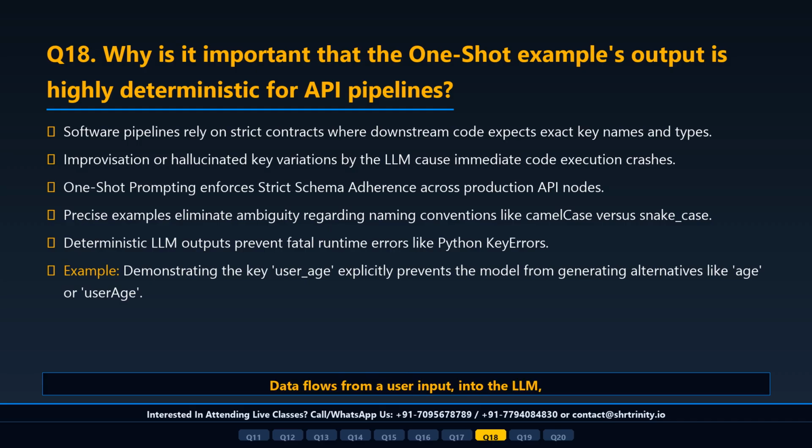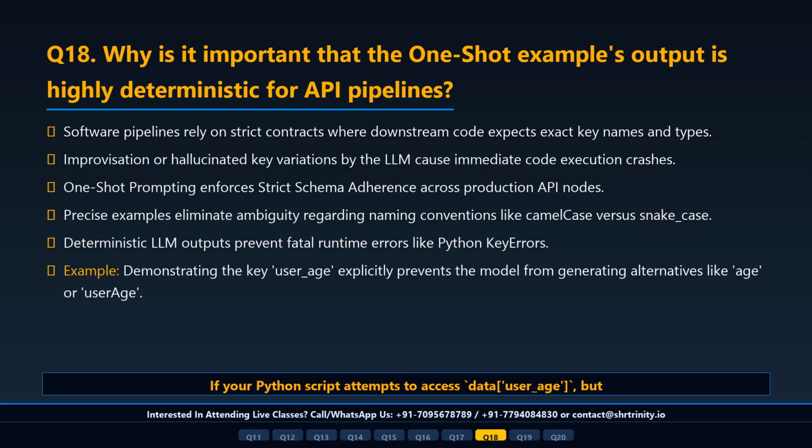If your Python script attempts to access data, user_age, but the model improvises and returns data, age, or data, user age, your application crashes instantly with a key error. This is why strict schema adherence is vital, and one-shot prompting is our best tool to enforce it. A single clear example anchors the exact naming convention, whether that's snake_case, camel case, or fully qualified key paths.